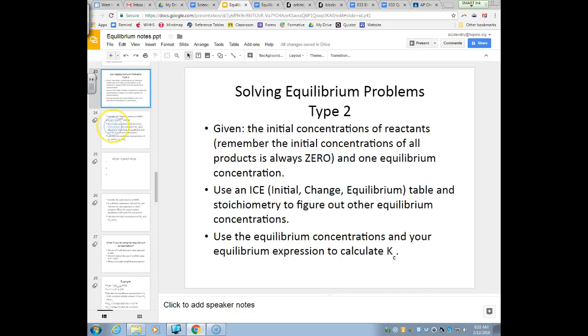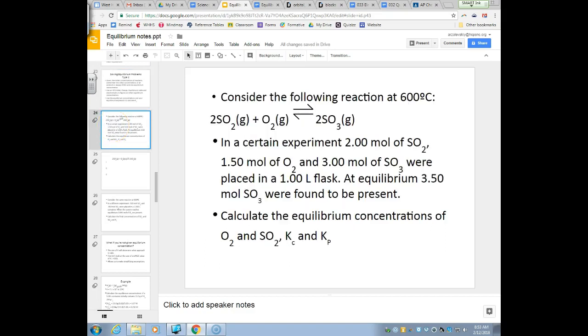Alright, so here is our problem, and this reaction occurs at 600 degrees Celsius, and we have the conversion of sulfur dioxide and oxygen gas to sulfur trioxide. So this one tells us how many moles of each of those we have, and it says it's in a 1 liter flask.